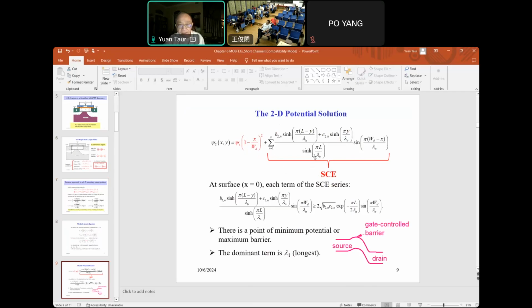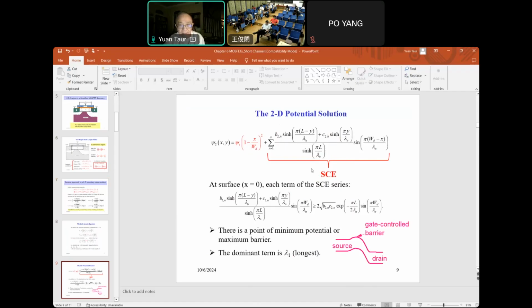But the second and third terms combined, B2 and C2 combined, are the short channel effect. So if it's long channel, then the short channel effect is negligible, and you have the potential here. But when the channel is short, this will add to the potential and make the potential higher. So the channel length dependent part is given by the second and third terms combined.